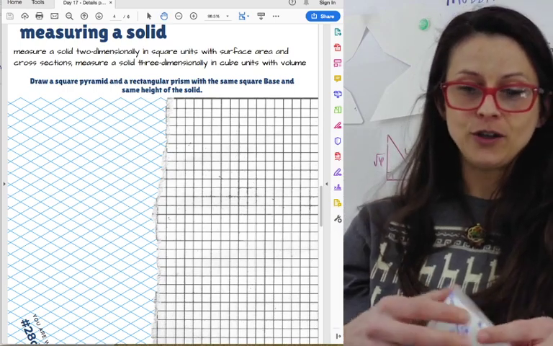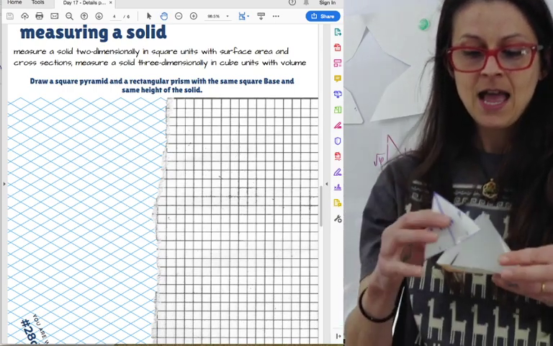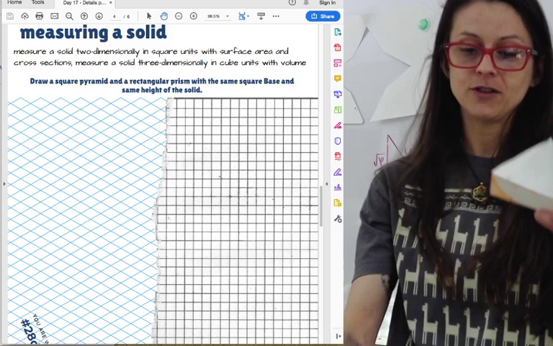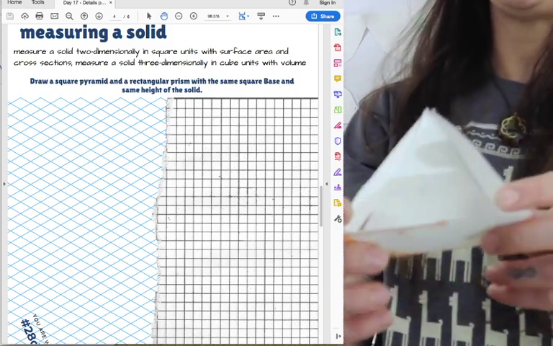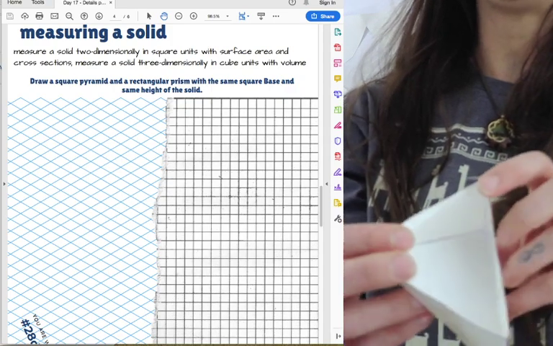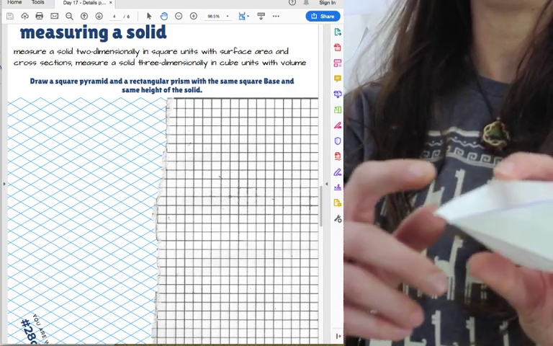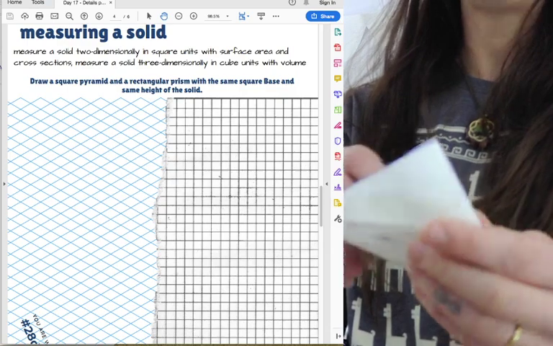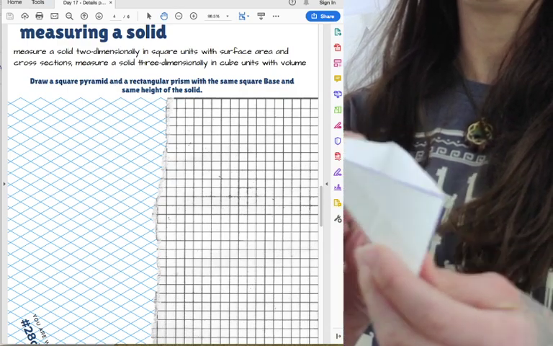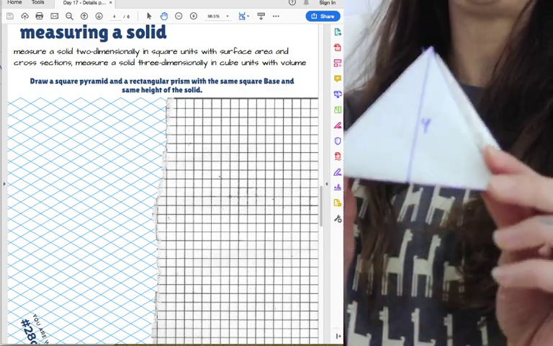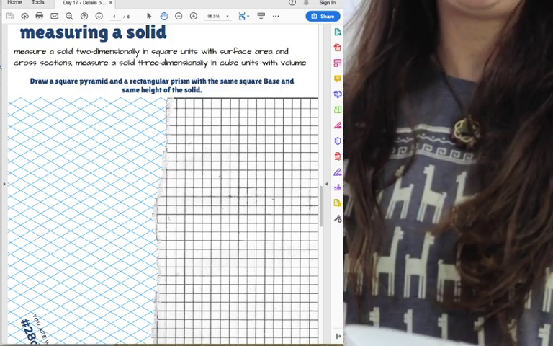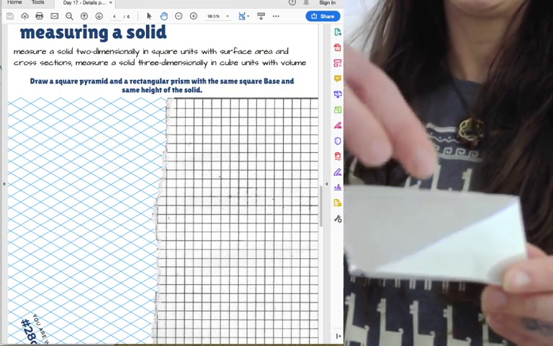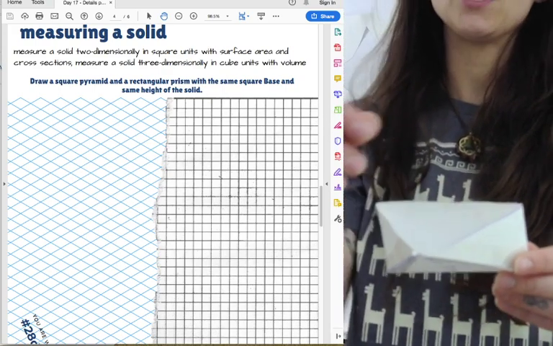Okay, and then volume is deciding how many cubic units fill this pyramid. The cool thing right now is that we have a little dish made out of half of a pyramid. So this is half the volume of the pyramid, right? If I were to fill this pyramid up with little cubes, how many cubes would fit?